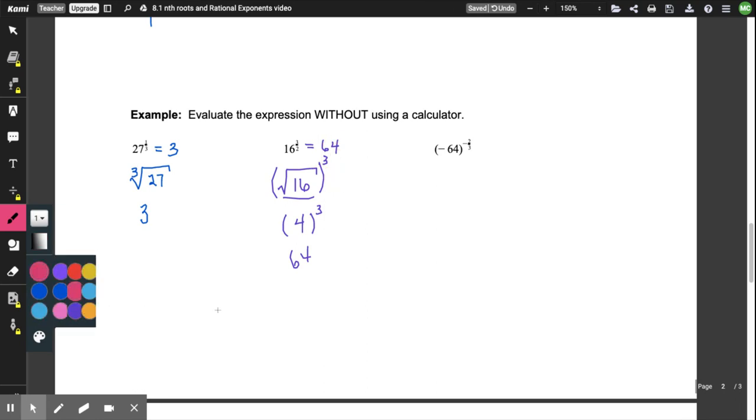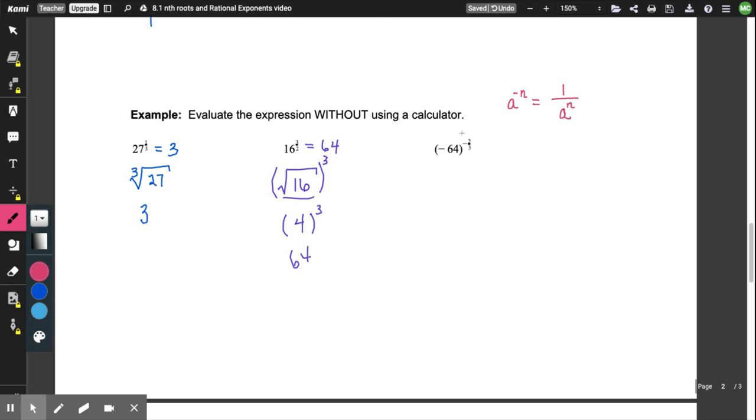And then finally, we have negative 64 to the negative 2/3 power. Now this time I've got a negative base and I have a negative power, so I have to deal with both of those things. I'm going to deal with that negative power first. We have dealt with negative powers at some point this year, so this is just a quick reminder. If I have a to the negative n power, that means the same thing as 1 over a to the positive n power. So that negative power really just means take the reciprocal or put it under 1, and that'll make your power positive.